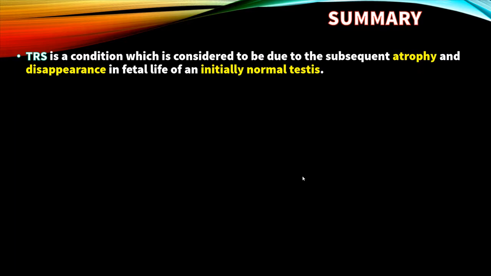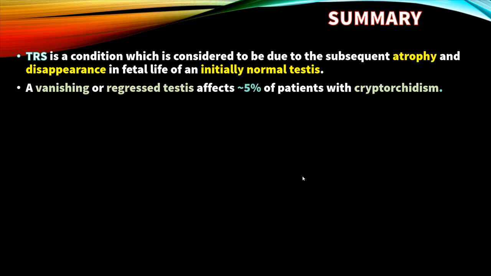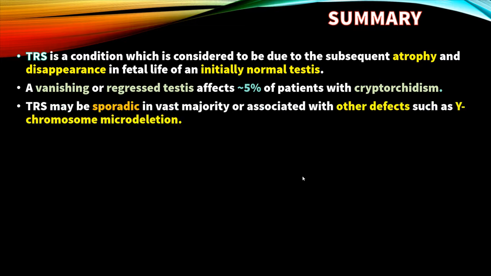Summary. Testicular regression syndrome is a condition which is considered to be due to the subsequent atrophy and disappearance in fetal life of an initially normal testis. A vanishing or regressed testis affects approximately 5% of patients with cryptorchidism.